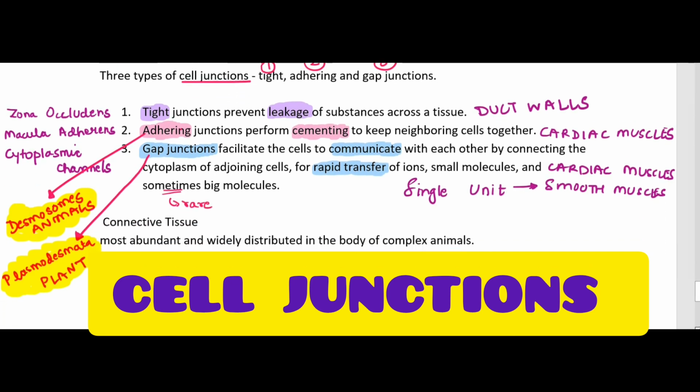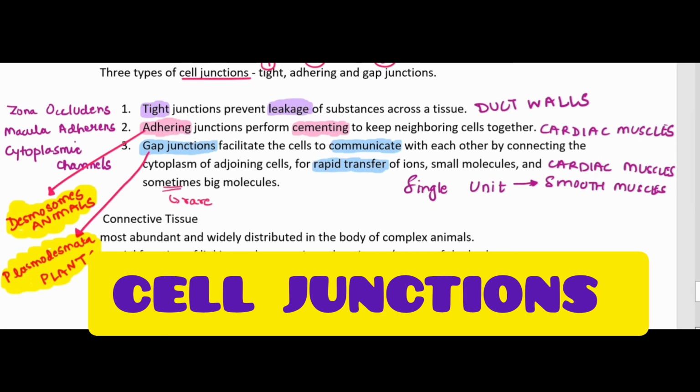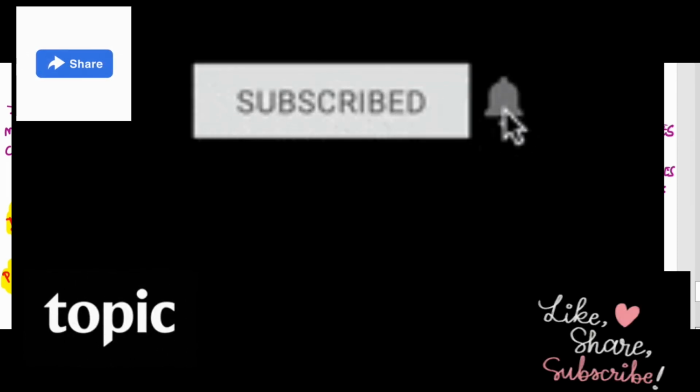So this was all about the topic tissues, and we have only talked about epithelial tissue and the different types of cell junctions. More about the other types of tissues like connective tissue we will see in the next lecture.